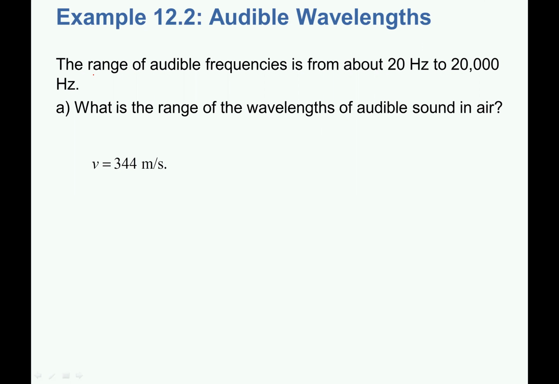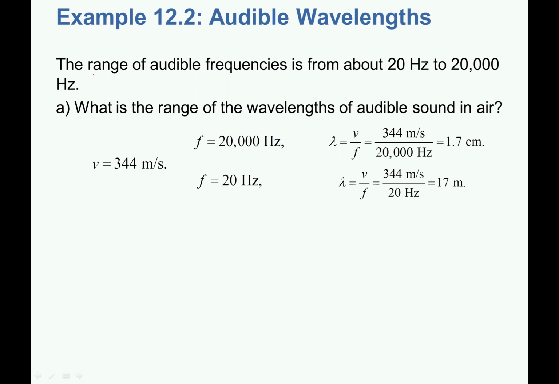So both are okay. All right, so here's one end of the range, 20,000. Again, using the same equation, 344 meters per second divided by 20,000 hertz, the wavelength should be 1.7 centimeters. That means the size of the wavelength, from one crest to another crest, for a 20,000 hertz sound wave is 1.7 centimeters. Well, if it's 20 hertz, then the wavelength is 17 meters.